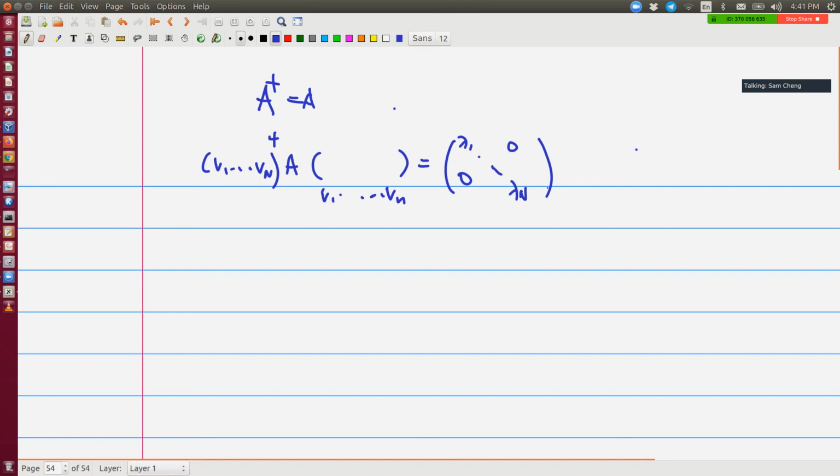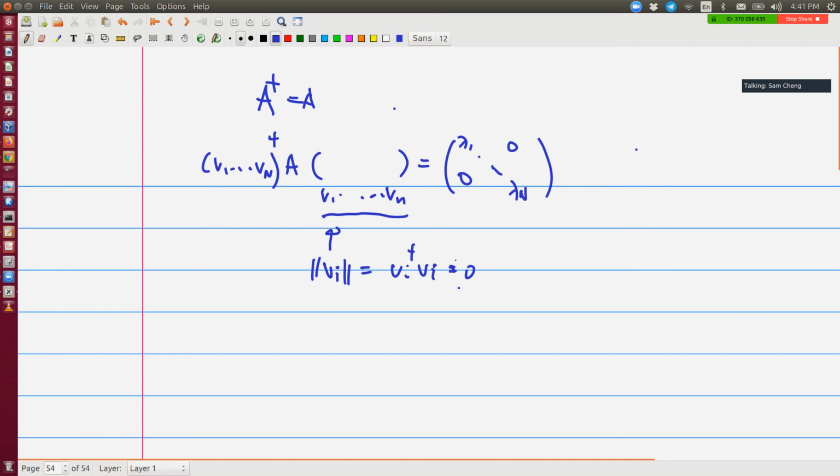Yes, there will be eigenvalues there. Of course, here I assume all these vectors are normalized, so the inner product of vi with vj is 0 for i not equal to j, and the norm of vi is 1, all normalized.